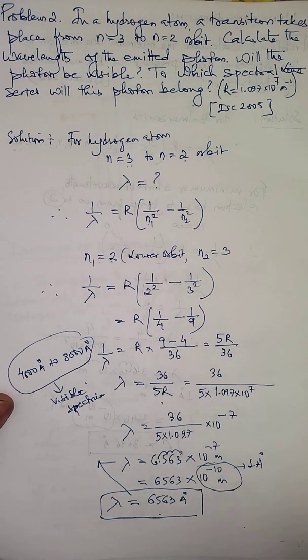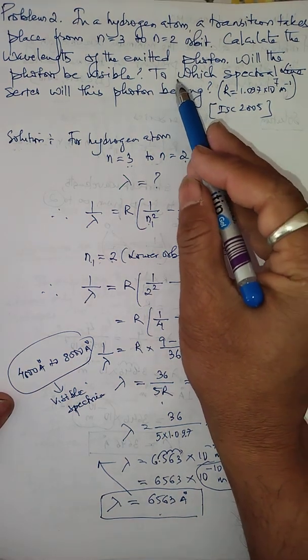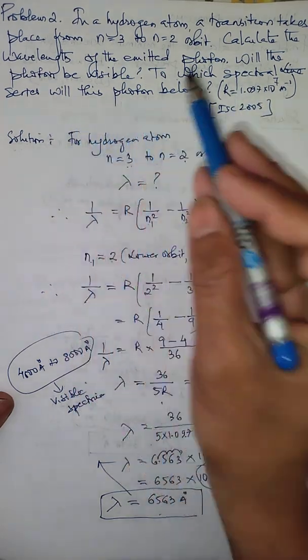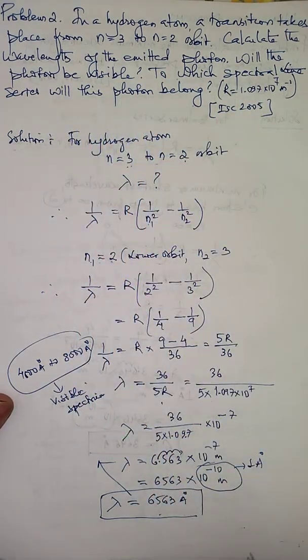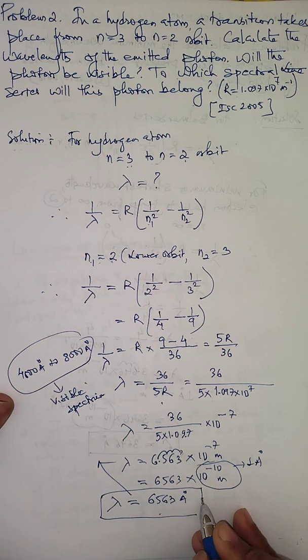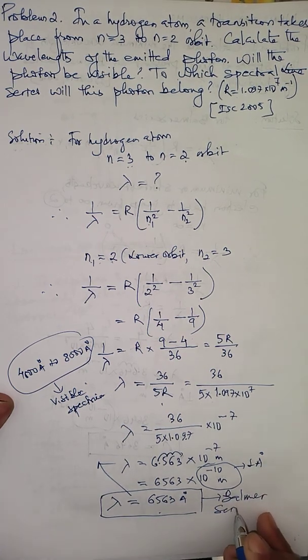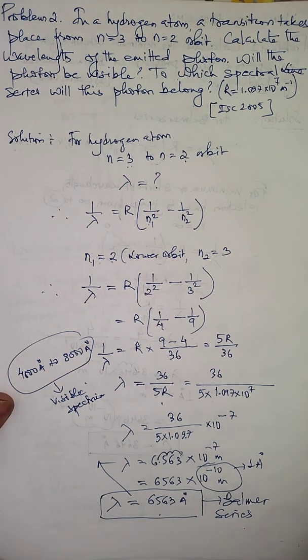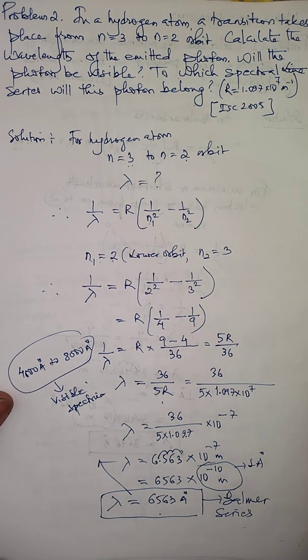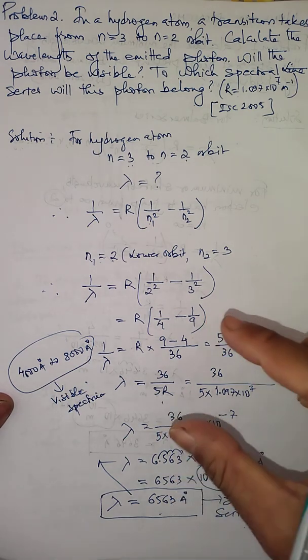Now the question says, to which spectral series does this photon belong? This series is nothing but the Balmer series. You have already learned in detail about the different series of the hydrogen spectrum, and this wavelength lies in the Balmer series, because the Balmer series of the hydrogen spectrum always lies in the visible region. So this is one of the numericals we have done based on the Balmer series.